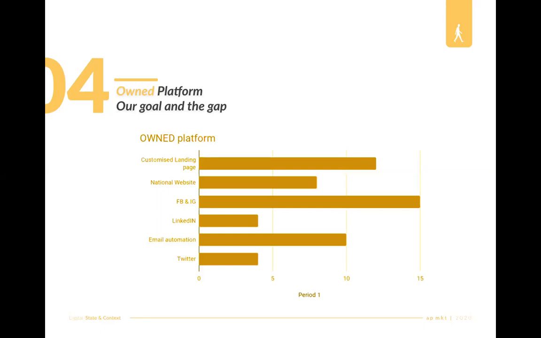And based on this one here in the owned platform, you can see that all of the entities want to have Facebook and Instagram. Of course, the customer landing page is also wanted by more than 10 entities. But for the national website, we have more than five, I remember like 6 or 7 entities. And for this part, I'm going to tell you more, because for the national website, it's a not so recommended direction from global. Next slide.